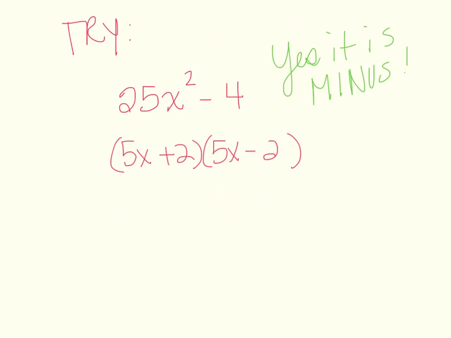Okay, so when you look at this, you said, yes, there is a minus between them. This is a perfect square, this is a perfect square. So it's a matter of 5x plus 2 and then 5x minus 2, and that would be your factored form. So we're going to do a lot of practice on this. Come prepared to do this all day long up at the board.